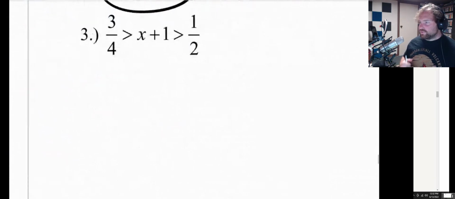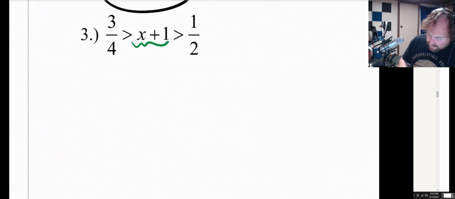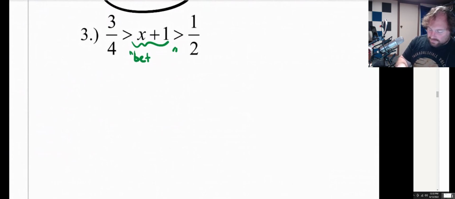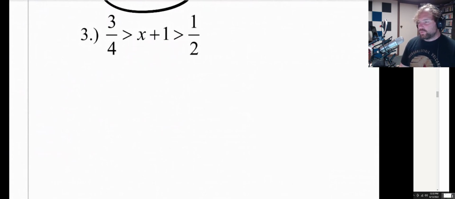Okay, now we got the famous dual inequality. This is the mathematician's way of describing the word between. X plus 1 has to be between 3/4 and 1/2 is what we're saying here. Now the good news is we can solve this pretty much like any other math problem we would. Let's just subtract 1 from, well, in this case, all 3 sides.